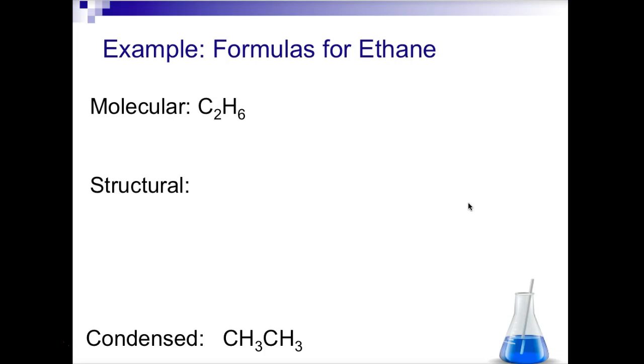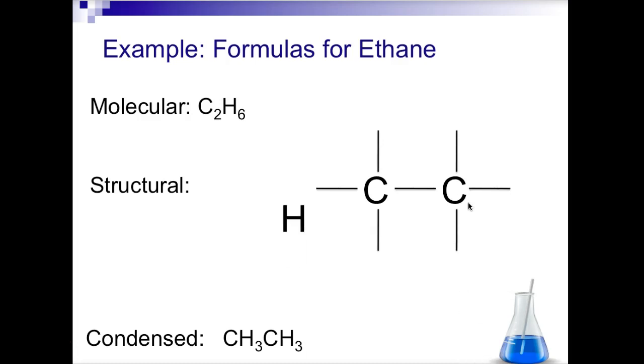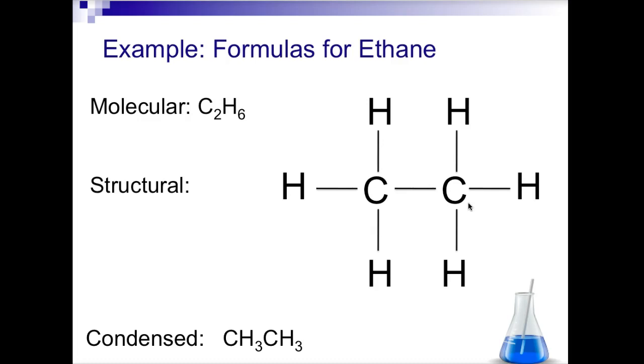Okay, what about ethane? So the molecular formula for ethane is going to be C2H6. Eth means 2, so to get our number of hydrogens, it's going to be 2 times 2 plus 2. So we have 2 carbons, and they're going to be bonded to each other. And then each carbon is going to have 4 bonds around it, and each of those bonds is going to be attached to a hydrogen. And then our condensed formula is going to show that we have 2 carbons, and each carbon has 3 hydrogens around it, which is what our actual formula for ethane looks like.